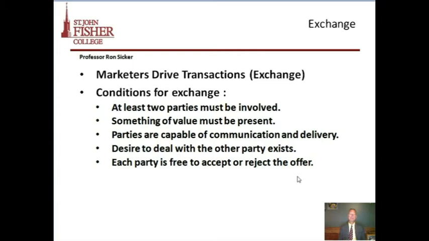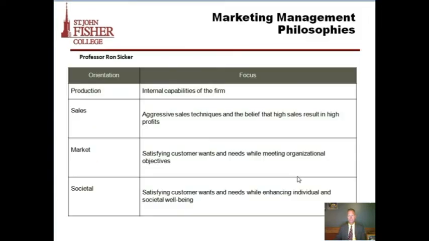It must be capable of communication. The 2 parties must be capable of communicating, and there has to be the capability for delivery. For instance, we might find customers out in the Himalayan mountains, but if we can't get the products or services to them, then exchange can't take place. There must be a desire to deal with each party, and then each party must be free to accept or reject the offer. Those are the 5 conditions necessary for exchange. We as marketers are trying to drive that exchange.